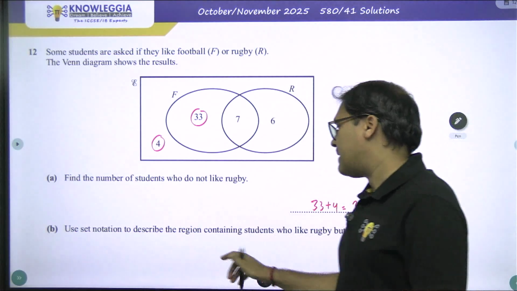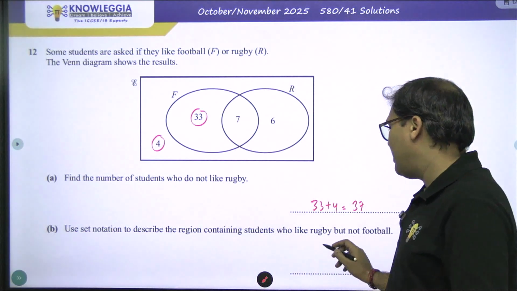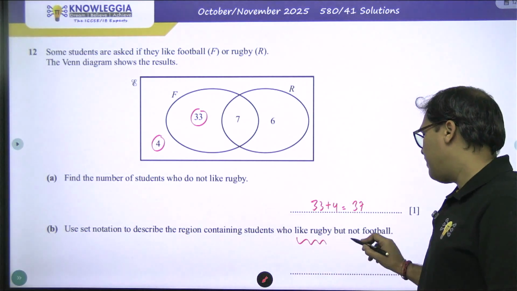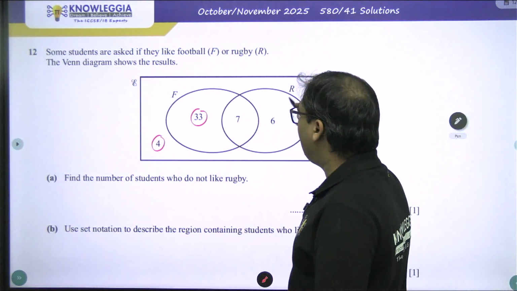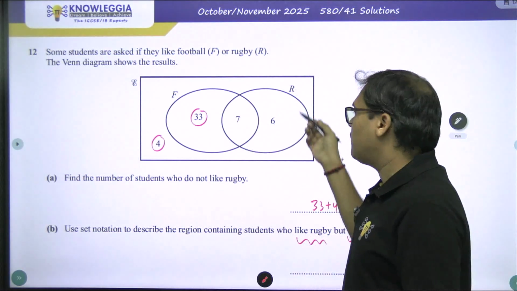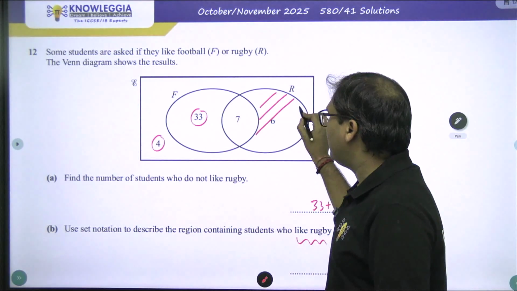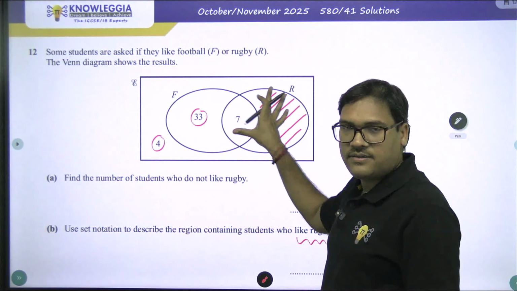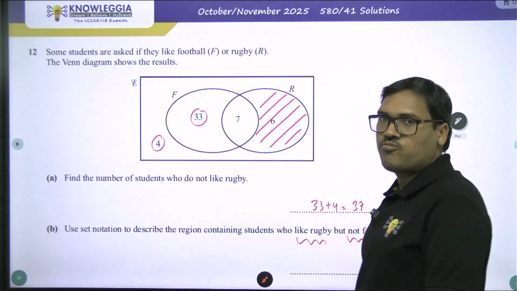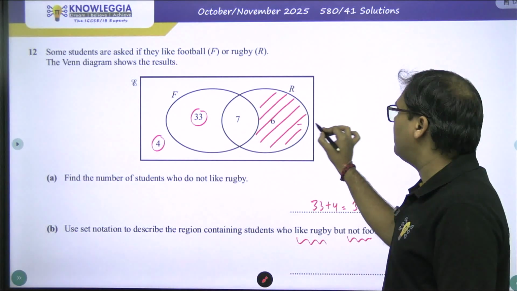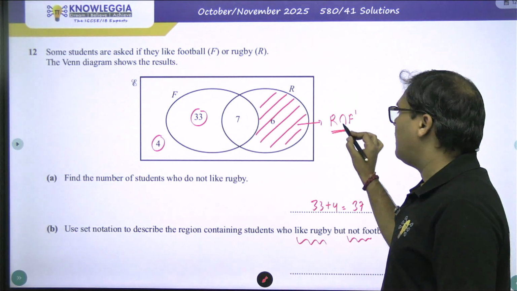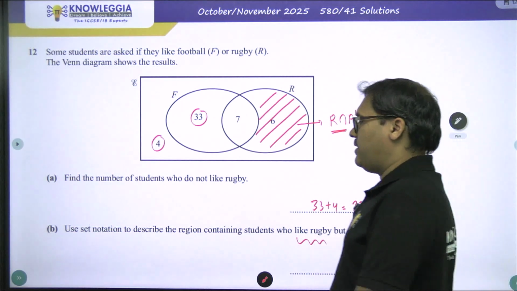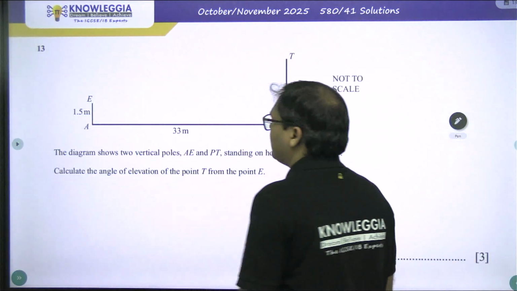Use the set notation to describe the region containing the students who like rugby but not football. Who like rugby but not football. That means this. That is inside R, inside this R but outside F. You can clearly see, inside R but outside F. That is R intersection F complement. Okay. So now next question.